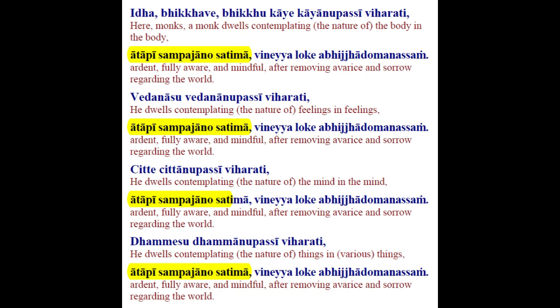The next factor is Satima, having sati. It is the name of sati, which we translate as mindfulness. It also means remembering, so you need to remember your object, maybe kaya, maybe vedana, maybe chitta, maybe dhamma. Without remembering those objects, you cannot practice. Because of this, whether you are sitting, standing, lying down, or walking, you need to remember your object. If you are practicing kaya, you should remember kaya. If you are practicing vedana, chitta, or dhamma, you should remember vedana, chitta, or dhamma. So it is called Satima.